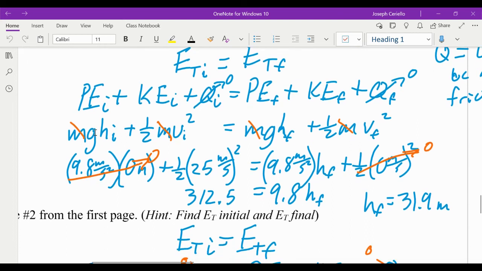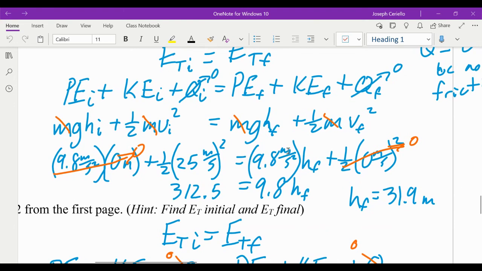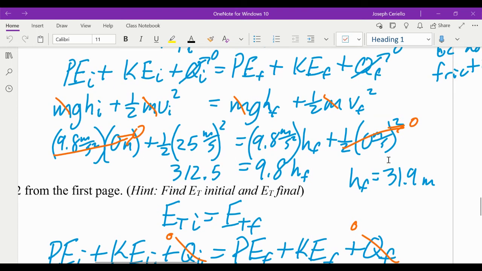Then we just plug in g times h initial, which is 9.8 times 0, so that's 0. 1/2 initial velocity is 1/2 times 25 squared equals 9.8 times the final height plus 1/2 times the final velocity squared, which is, of course, 0. Solve through, we get the final height is 31.9 meters. That was actually the final height we found doing it the other method. But you can see the similarities.